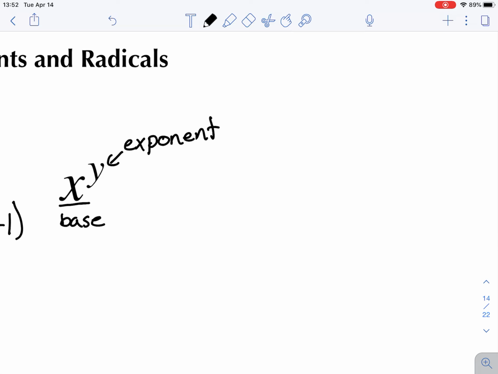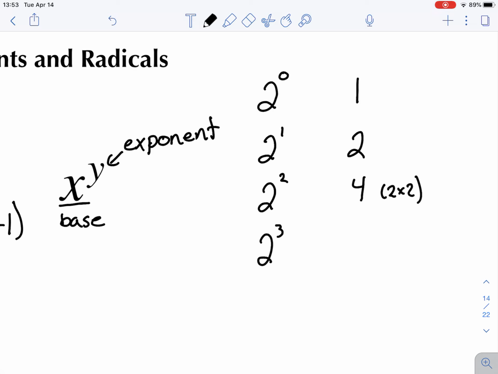Well, let's take a look over here and see what this might mean. Let's take a look at some exponents that we know. 2 raised to the power of 0 is equal to 1, because everything raised to the power of 0 is 1. 2 to the power of 1 is equal to 2. 2 to the power of 2 is equal to 4, and that's 2 times 2. 2 to the power of 3 is equal to 8, and that's 2 times 2 times 2. And this chart can go on.